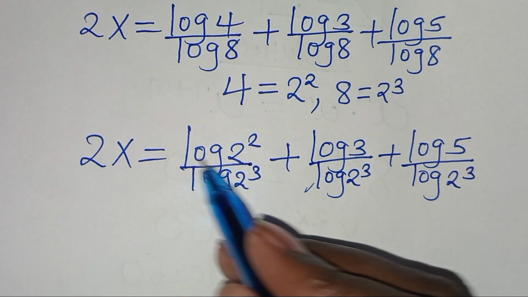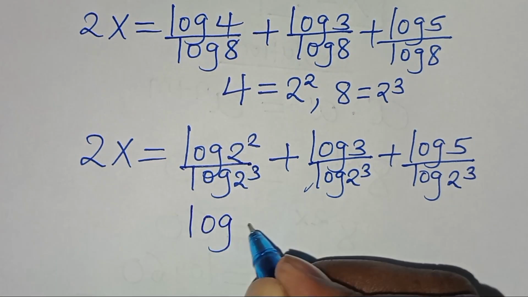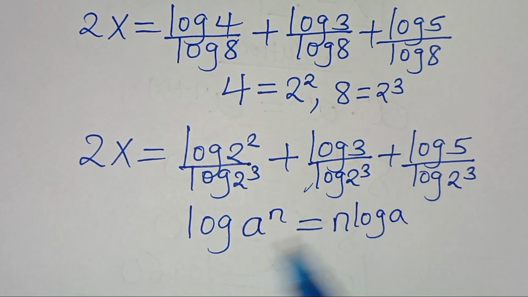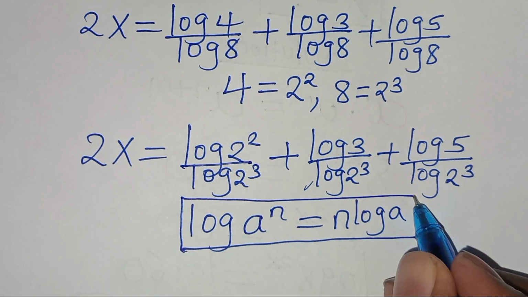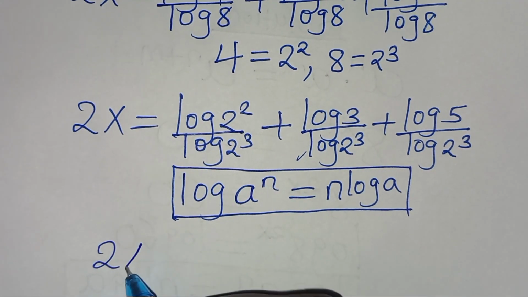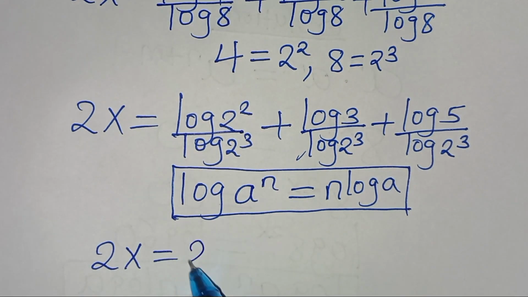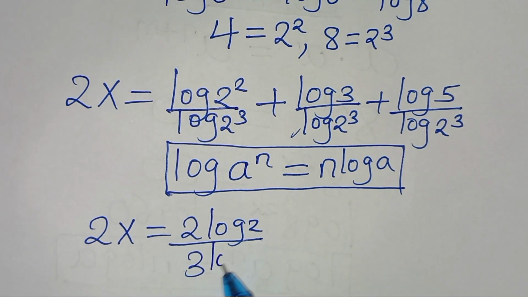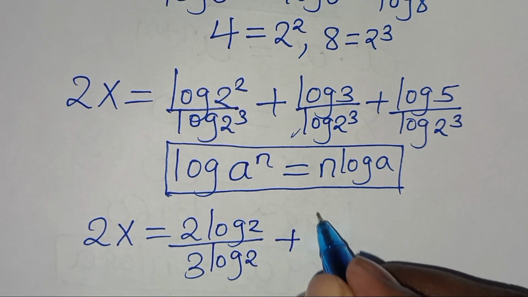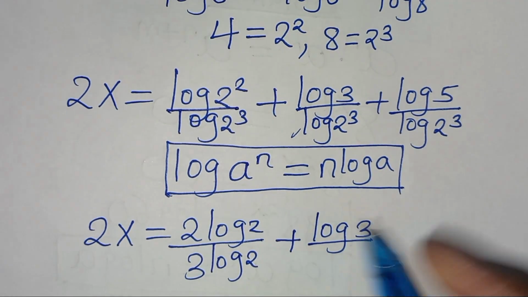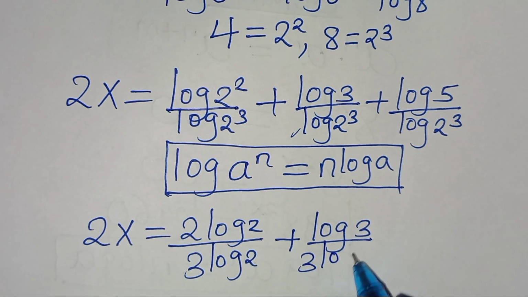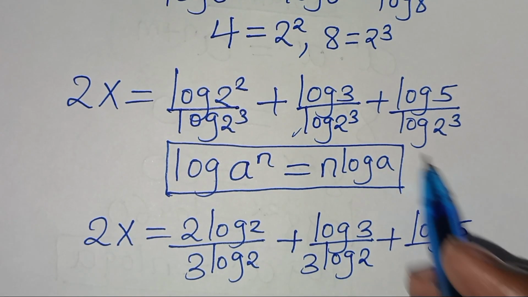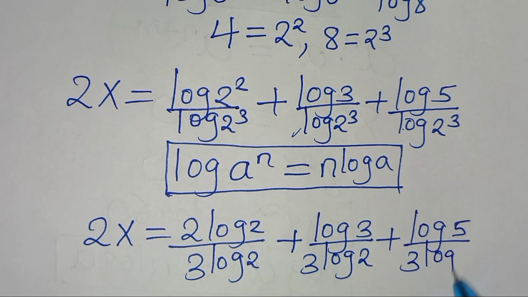The next step is that log 2 to the power 2, this is in the form of log a to the power n, which we can express as n log a. Applying this power rule property of logarithm, we have that 2x is equal to log 2 to the power 2, which is 2 log 2, divided by log 2 to the power 3, which is 3 log 2, then plus log 3, divided by log 2 to the power 3, which is 3 log 2, then plus log 5, divided by log 2 to the power 3, which is 3 log 2.